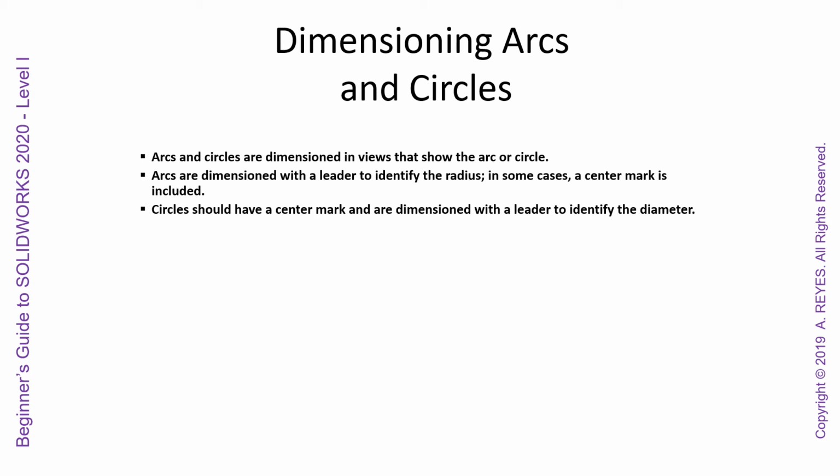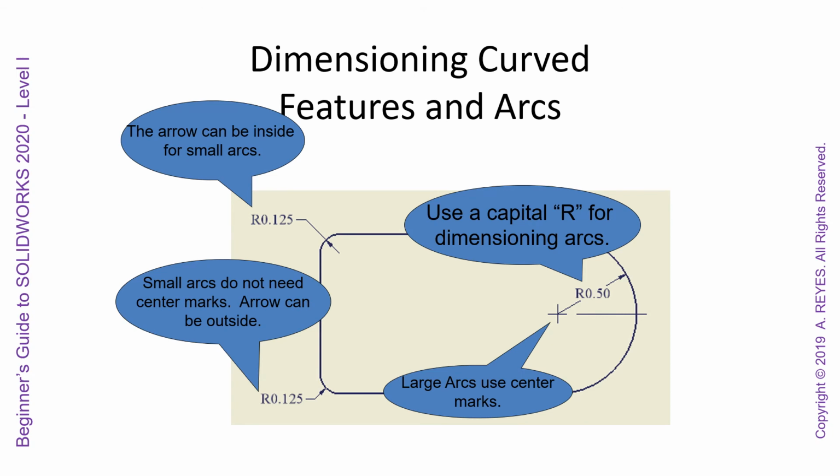Circles should have a center mark in their dimension with a leader to identify the diameter. So the arrow can be inside for small arcs. You want to use a capital R for dimensioning arcs, so you're showing a radius. Large arcs use a center mark, and then small arcs do not need center marks. The arrow can be outside.